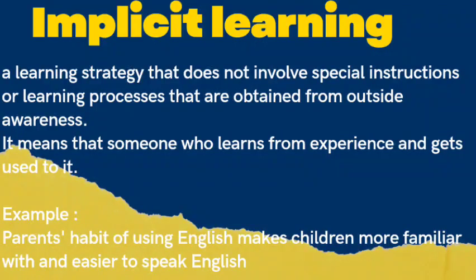And then the second is implicit learning. What is it? Implicit learning is a learning strategy that does not involve special instructions or learning processes that are obtained from outside awareness. It means that someone learns from experience and gets used to it. For example, parents' habit of using English makes children more familiar with and find it easier to speak English.